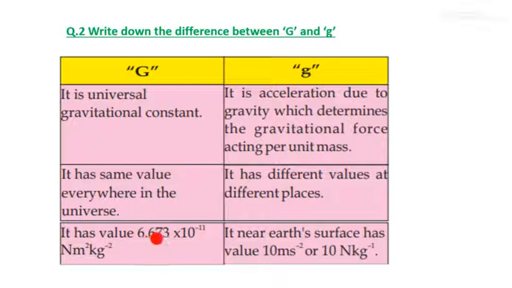The value of G is 6.67 multiplied by 10 power minus 11, and near the Earth's surface the value of small g is 10 meters per second square or 10 Newton per kg. But on the Moon, the value of small g is 6 times less. Now this is the difference between small g and capital G.